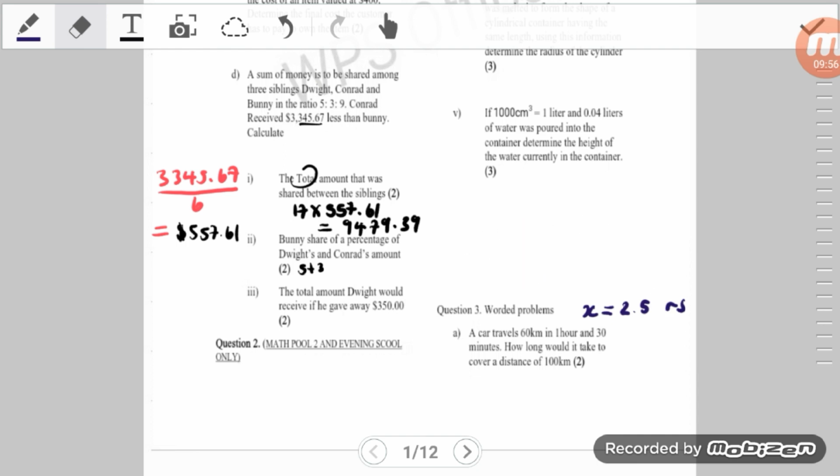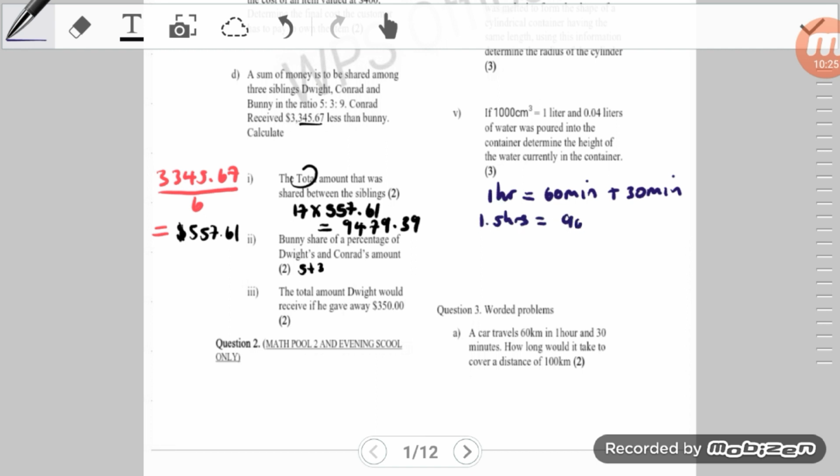All right, and so what I found that quite a few students did is that they converted the 1 hour and 30 minutes all into minutes. So they're like, okay, 1 hour is equal to 60 minutes, and of course, that is going to be plus the extra 30 minutes. So basically 1.5 hours is equal to 90 minutes. I saw quite a few students did that. So they stated that 60 kilometers can be completed in 90 minutes.